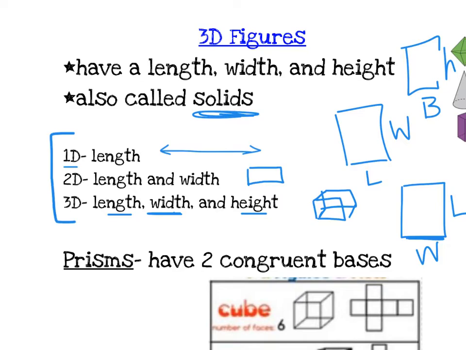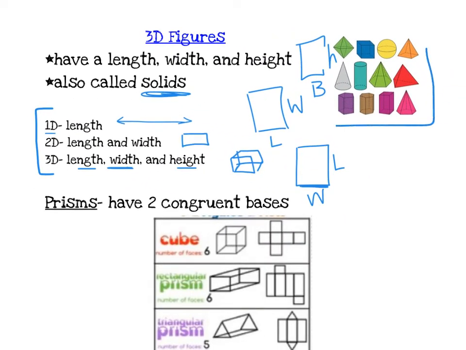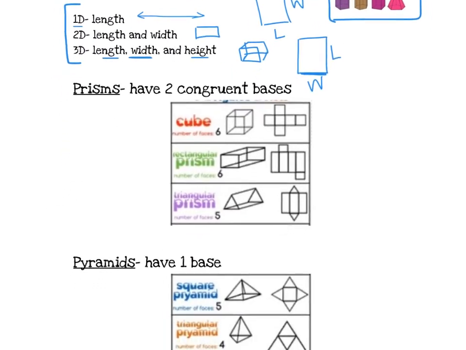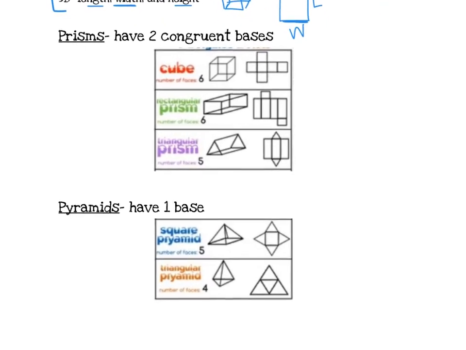Anyways, 3D figures have a length, a width, and a height. You can see in the image over here some examples of three-dimensional figures. You guys have worked with these in the past. We have cubes and pyramids and prisms and cylinders and cones. All sorts of figures here. We're going to focus in on mostly prisms and pyramids today.